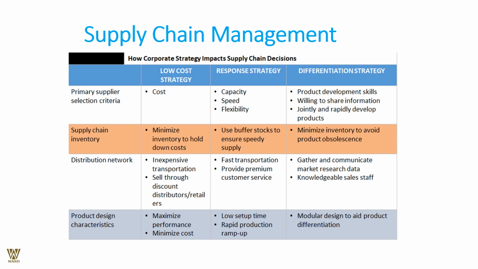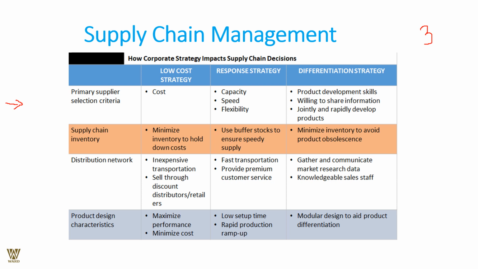Now look at supply chain management and the strategies that impact it. Remember, we are talking about three strategies: the low cost strategy, the response strategy, and the differentiation strategy. In terms of primary selection of suppliers, what do we come across? With the low cost strategy, it will be looking at whoever provides the lowest cost method of supplying product, raw materials and so on. For response strategy, it might be capacity building, speed of distribution, and flexibility. In the case of differentiation strategy, we are talking about product development skills, willingness to share information jointly, and rapidly developing products.